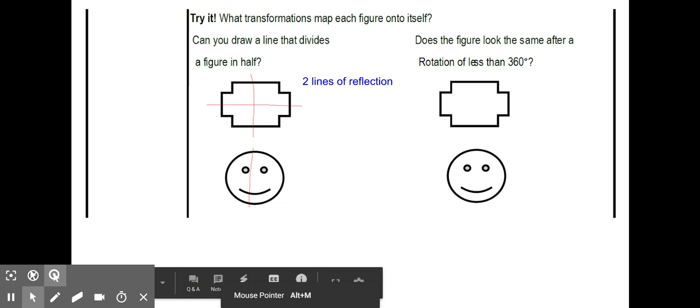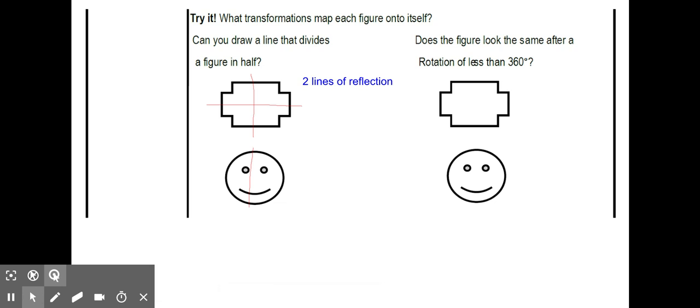All right, so when we have two lines, we can call it two lines of reflection. And one line would just be one line of reflection.